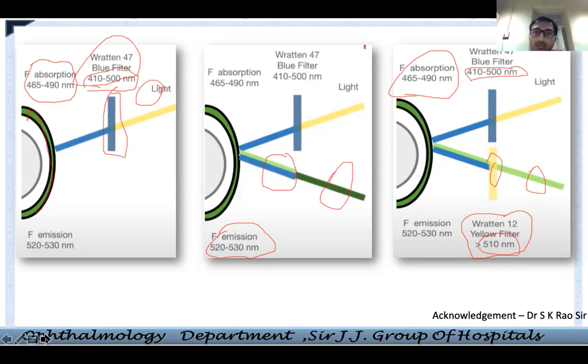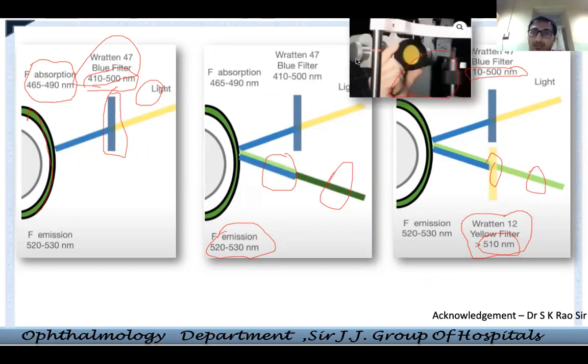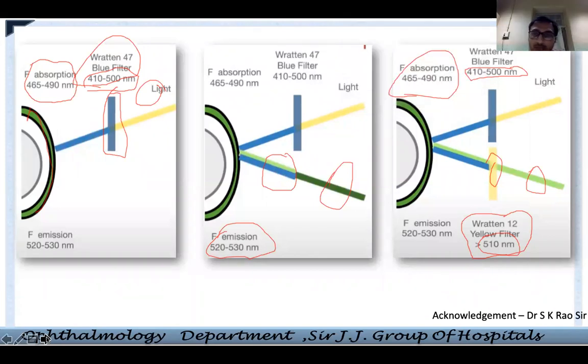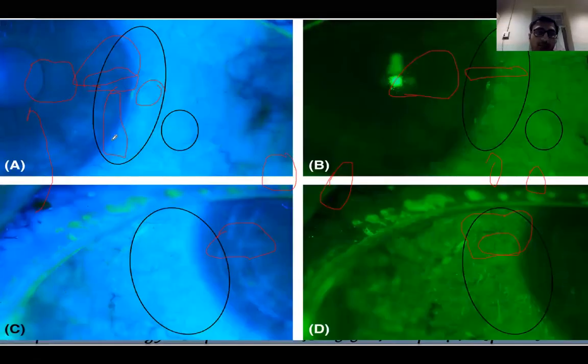So how do you see this? See, this is the one that I am trying to tell you. This is the yellow filter. In new slit lamps, it is already incorporated. Otherwise, you get it like a 90D lens, which you can keep in front of your slit lamp and see through it. What is the benefit of this? So I will show you through one example.